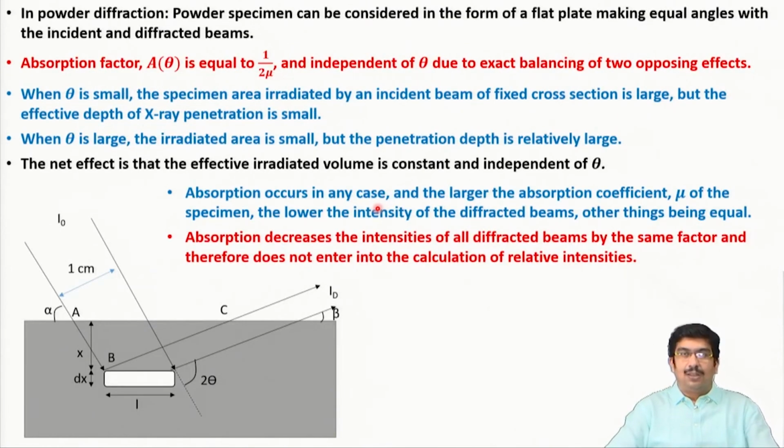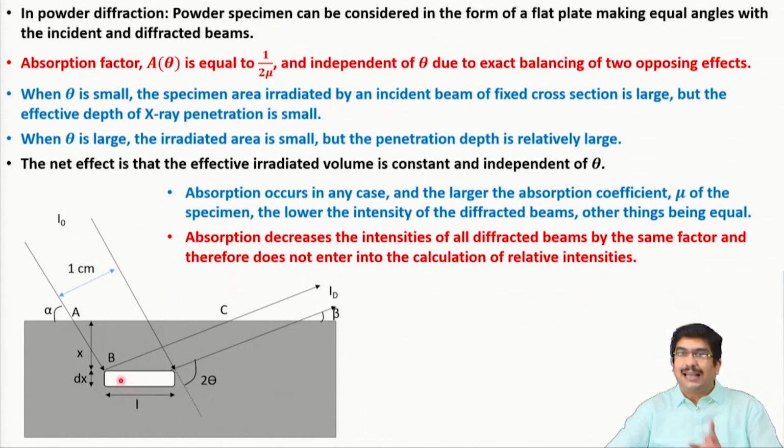Okay. Now, this is the Debye-Scherrer method, but more than the Debye-Scherrer method, we should discuss the powder diffraction method, which is what we normally use. In the powder diffraction method, we normally consider the powder like a flat plate. The powders are normally kept in a groove on a plate. So we can imagine this as a flat plate which makes an equal angle with the incident and diffracted beam, and that angle is basically the theta angle.